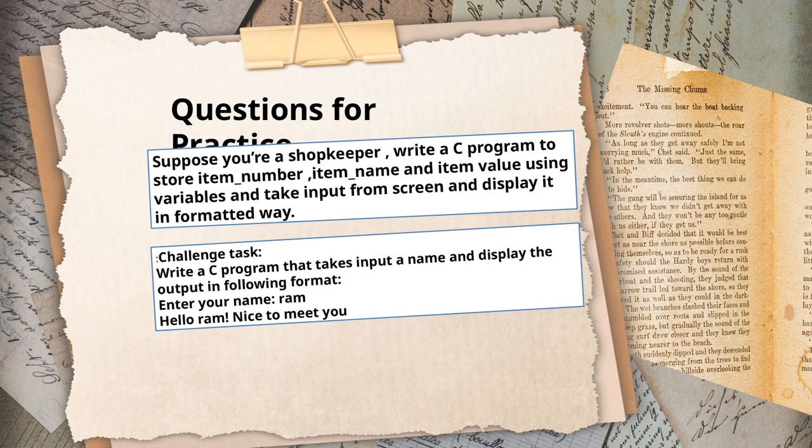For the challenge task, we're asked to write a program that takes a person's name as input and then displays a friendly greeting. It's important to pay attention to how we prompt the user, how we store the input, and how we display the output in a conversational, personalized message. For example, after entering your name, the program should say, "Hello, Ram. Nice to meet you."